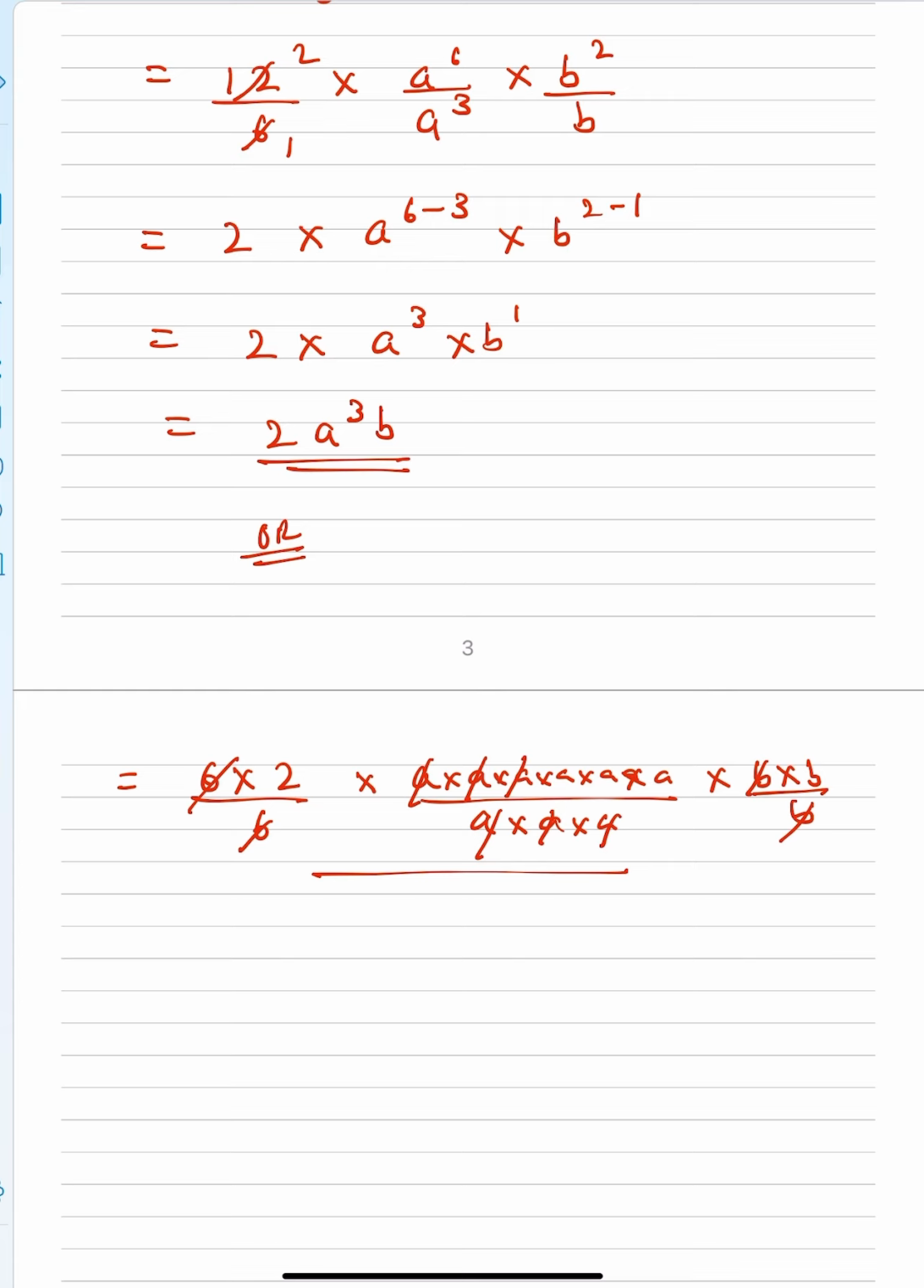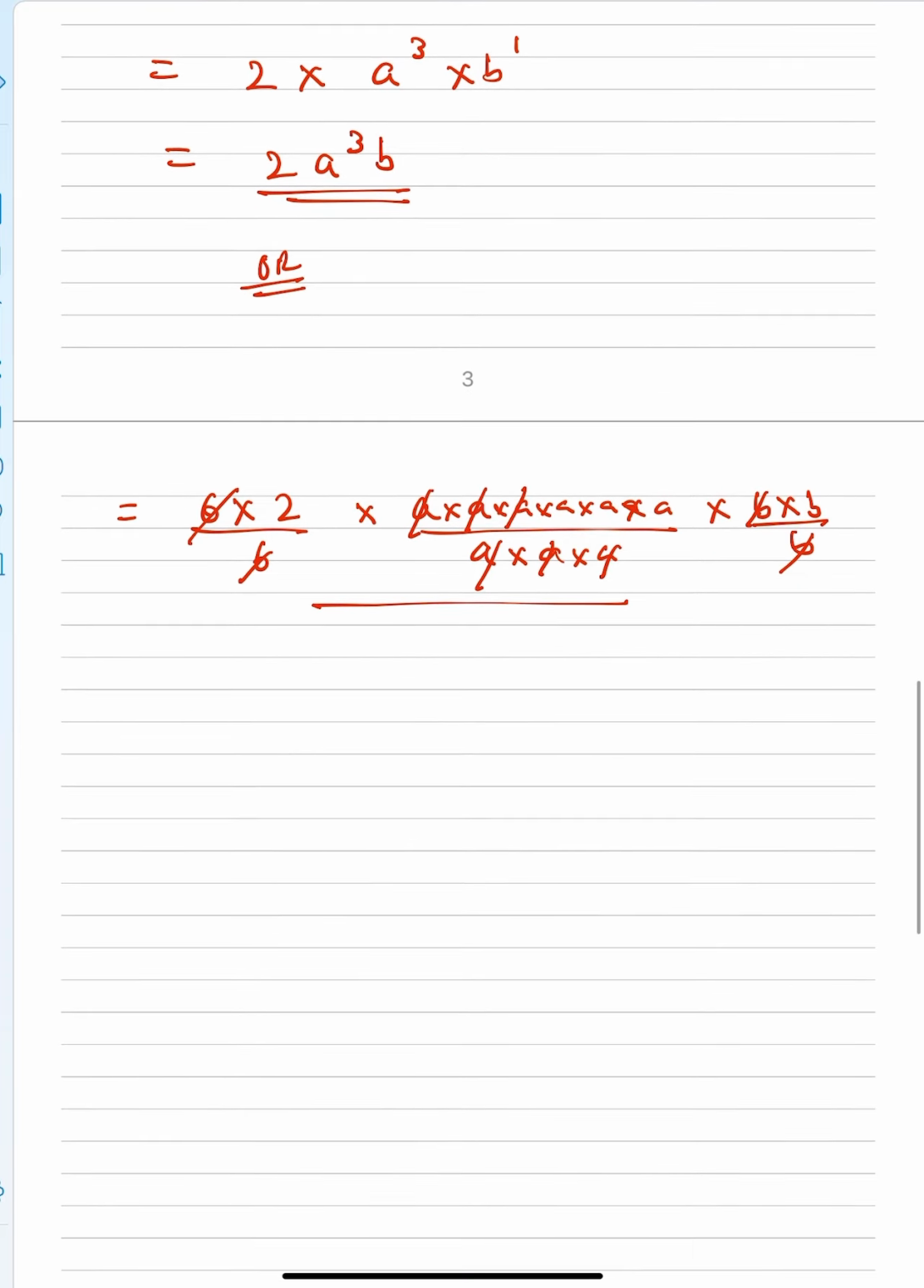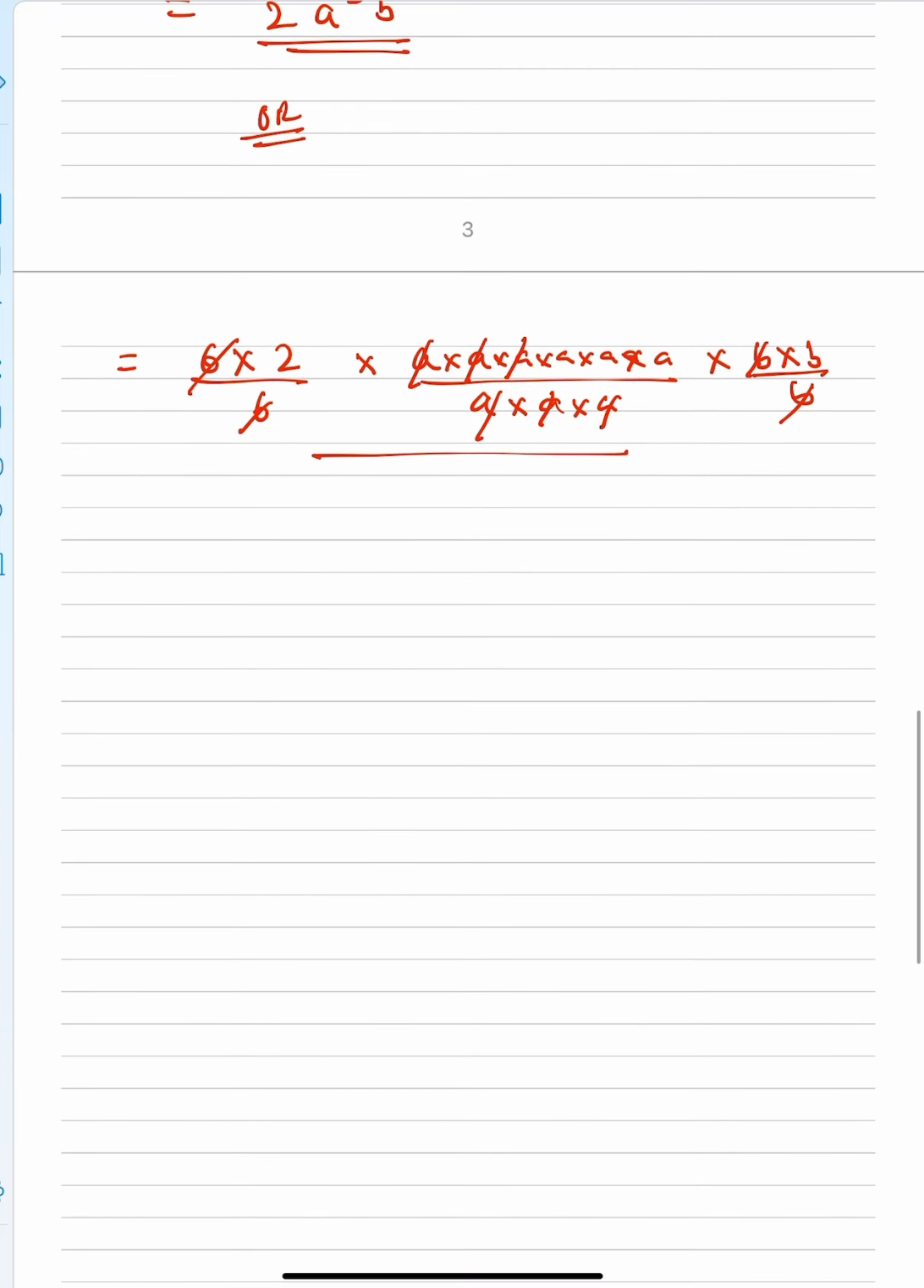So this was a division of a monomial by a monomial. Now let us take one more example, and then in the next lecture we will be doing division of a polynomial by a monomial. Okay, let us take one more example.